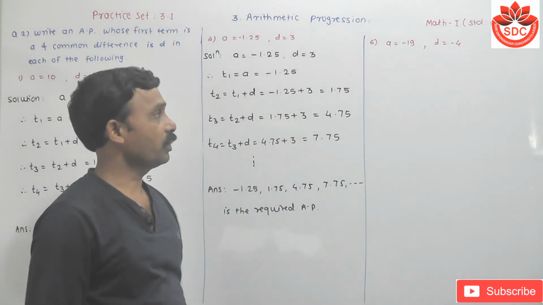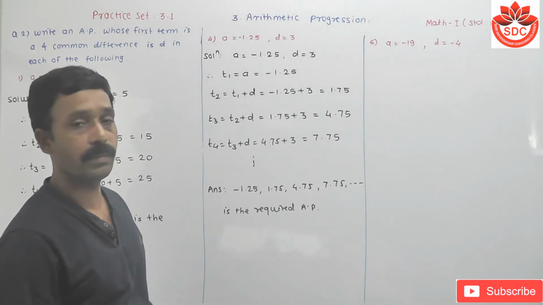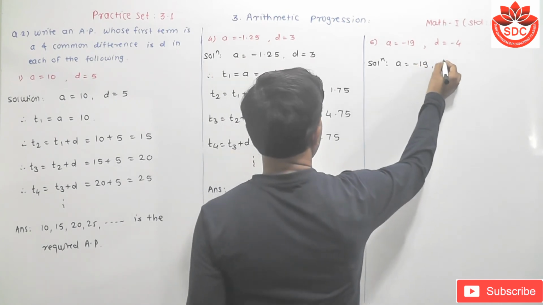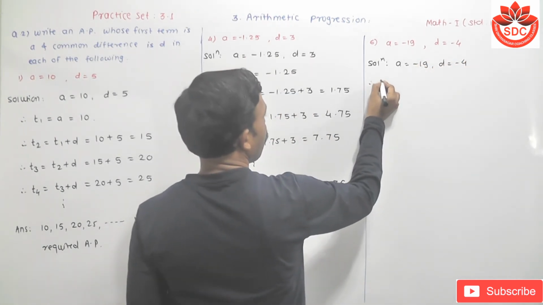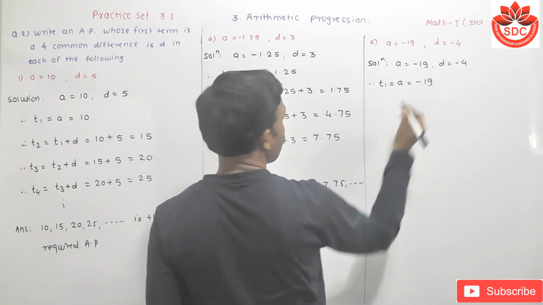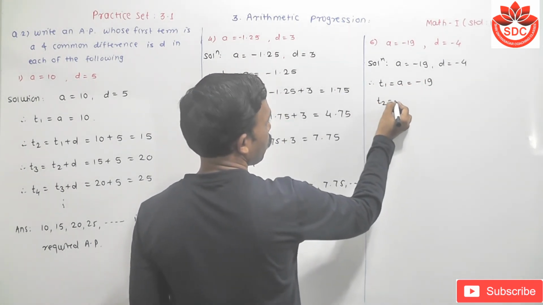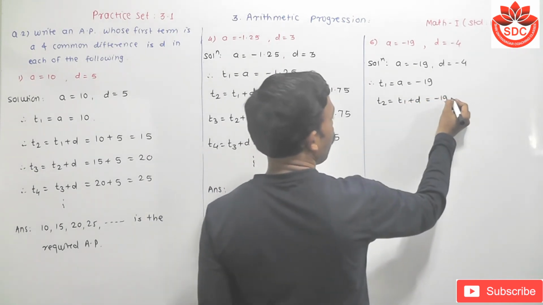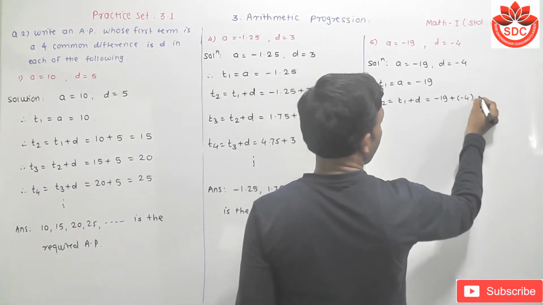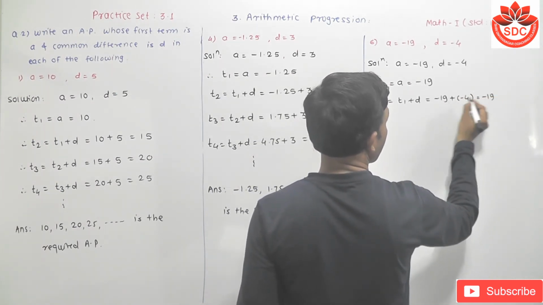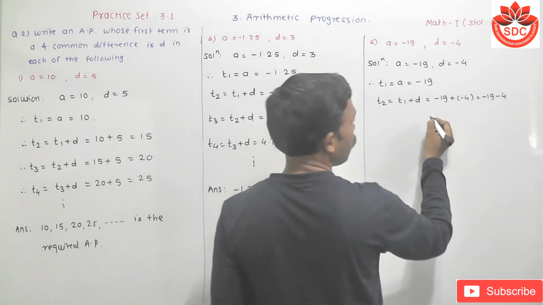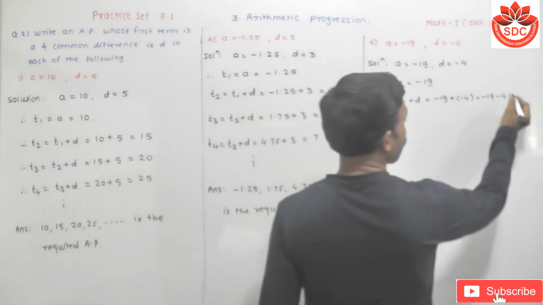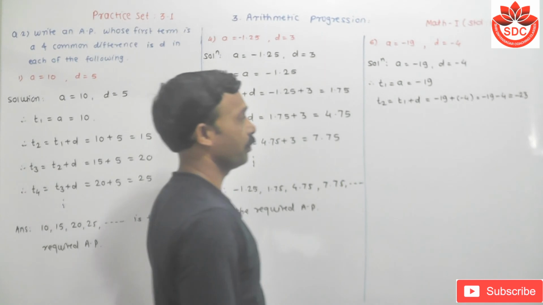Then we take sub-question number 6. Here A is minus 19, D is minus 4. Its solution: A is minus 19 and D is minus 4. Means that T1 is equal to A, which is minus 19. T2 is equal to T1 plus D. T1 is minus 19 plus D is minus 4, meaning minus 19 plus minus 4. Therefore, T2 is minus 19 minus 4, it becomes minus 23.